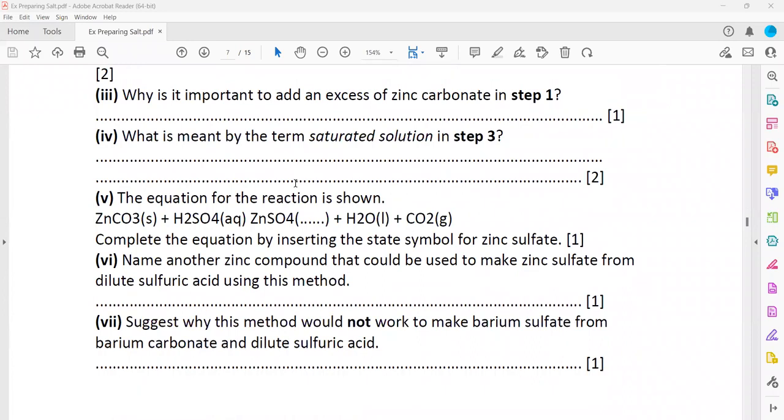Then why is it important to add an excess of zinc carbonate in step 1? The main reason is to make sure all the acid is used up. So why do we add excess of zinc carbonate? So that all the acid will be used up. What is meant by the term saturated solution? A solution which contains the maximum amount of solute at a given temperature.